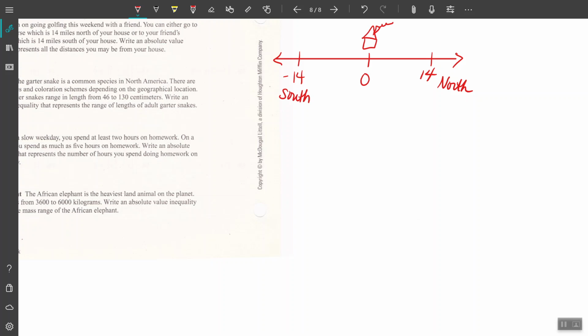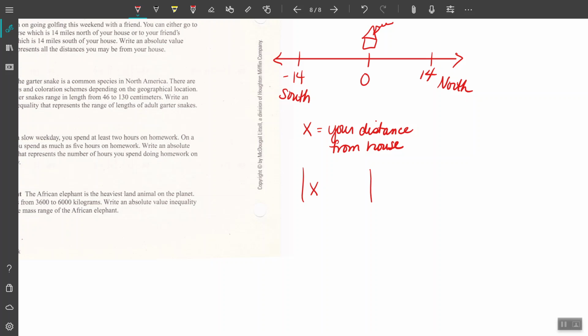So we know we have to deal with a variable. All these absolute values have an inequality, have an x in them. And in this case, x is going to represent, according to that last sentence, you and your friend's distance from your house. So we know that that x is going to be sitting inside the absolute value symbols. Okay, so we know we can start there.